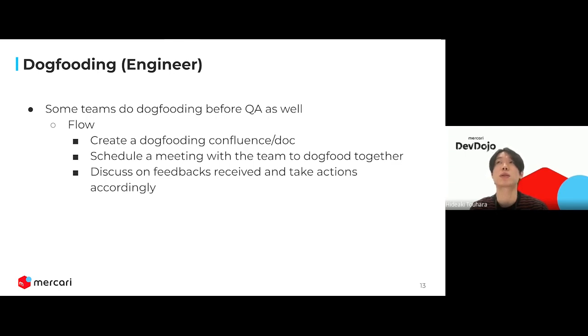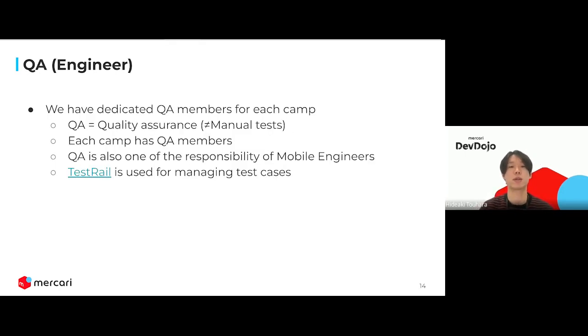And if we have a test case by then, we can check the test cases too. So these are sessions where you can check actual features. Engineers set dog fooding sessions, and once that's through, we move on to QA. QA stands for quality assurance. That does not equal manual tests. QA is not just about doing manual tests, but making sure that the quality of the product is ensured. So it's not necessarily just manual tests, is what I'd like to emphasize.